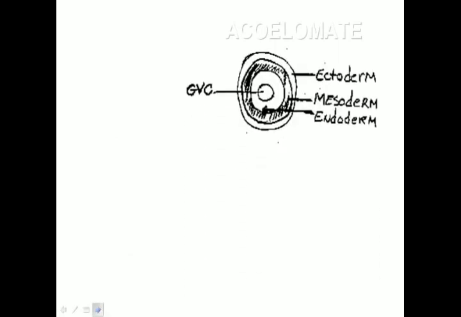So here's a little visual of what we mean by acoelomate. We have this central gastrovascular cavity here. We have our ectoderm, mesoderm, and endoderm. There's no interstitial space in between. There's no division between these like we'll see in some of these other organisms.